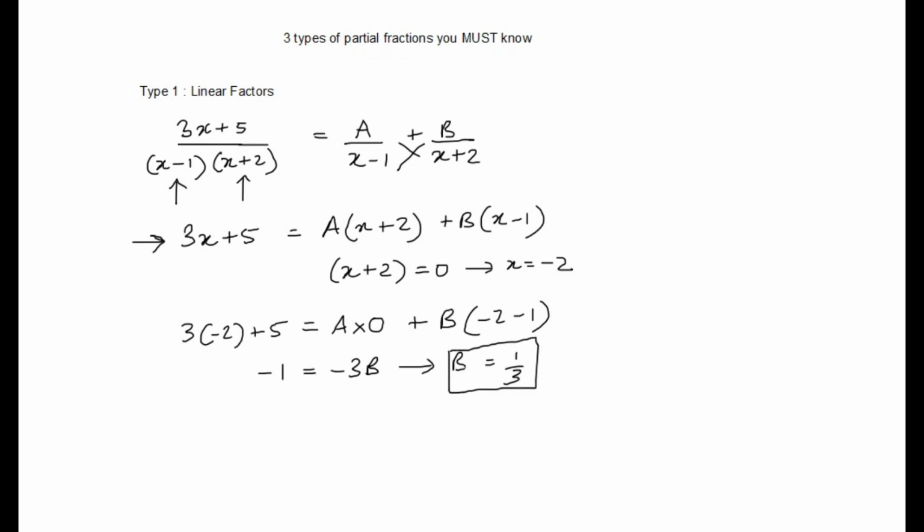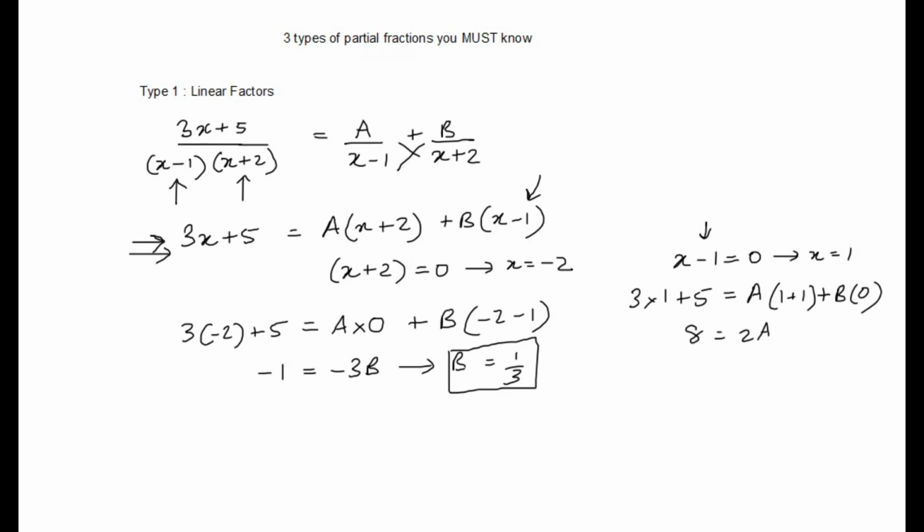Similarly, we can solve for a. How do we do that? We take this factor here and equate it to 0. So x minus 1 is equal to 0, which means that x is equal to 1. Now we substitute that into this equation here once again. So 3 into 1 plus 5, which is equal to a times 1 plus 2. And we've already equated x minus 1 to 0, and therefore it is b into 0. So we get 8 is equal to 3a, and a is equal to 4.